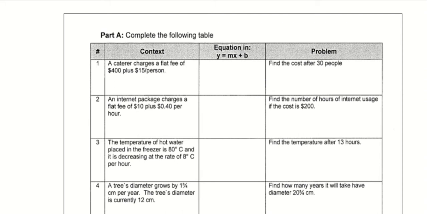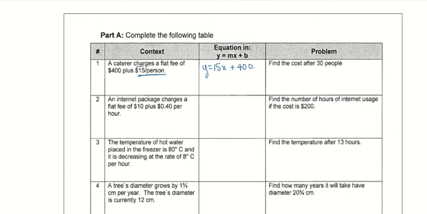Sometimes I do find that it's actually easier to create the equation and then go backwards and fill in the let statements. A lot of people can tell what their equation is going to be. So in this case, it's $15 per person, and we know that that means a rate, and that's going to be slope. So 15x plus 400.